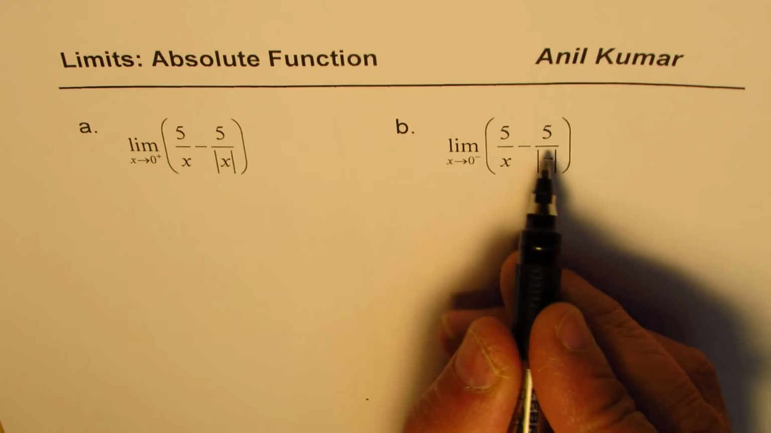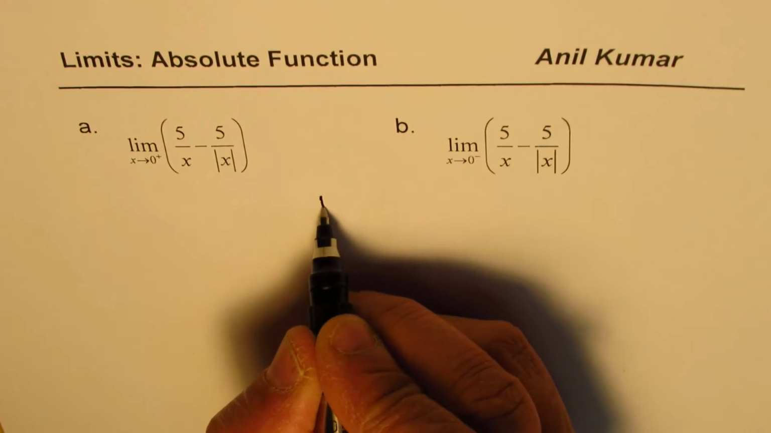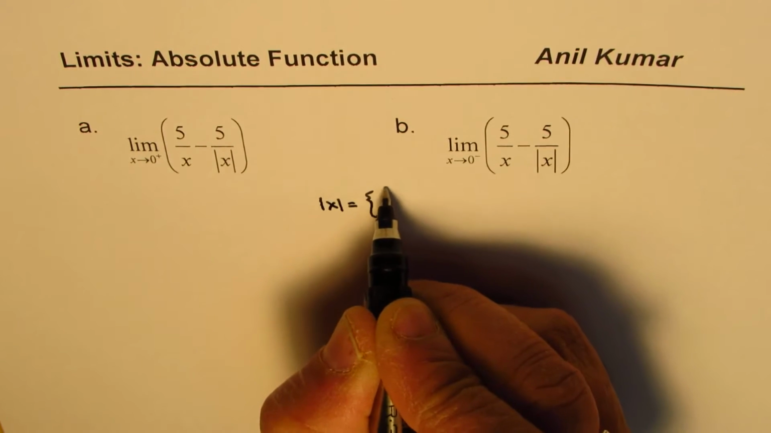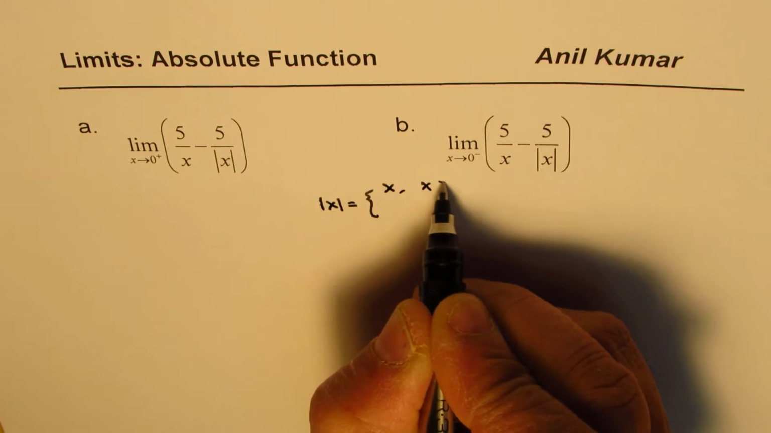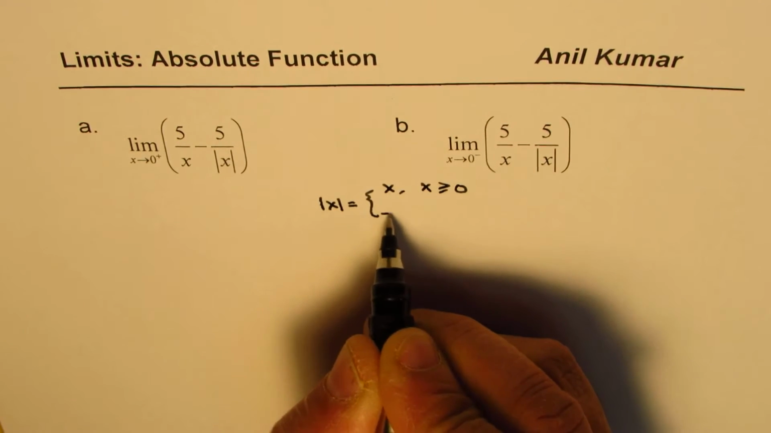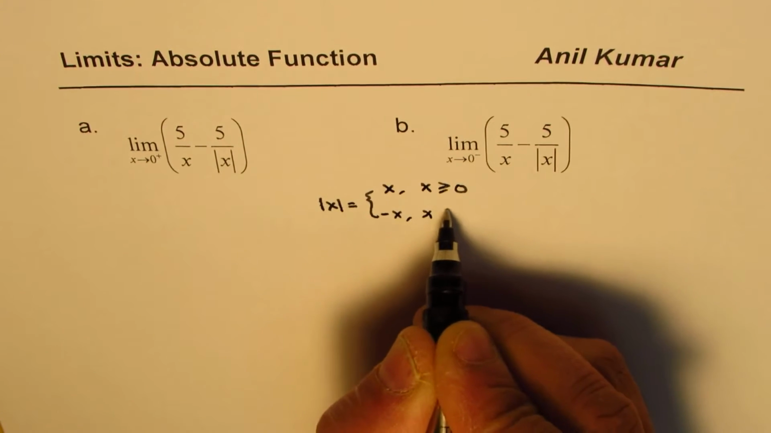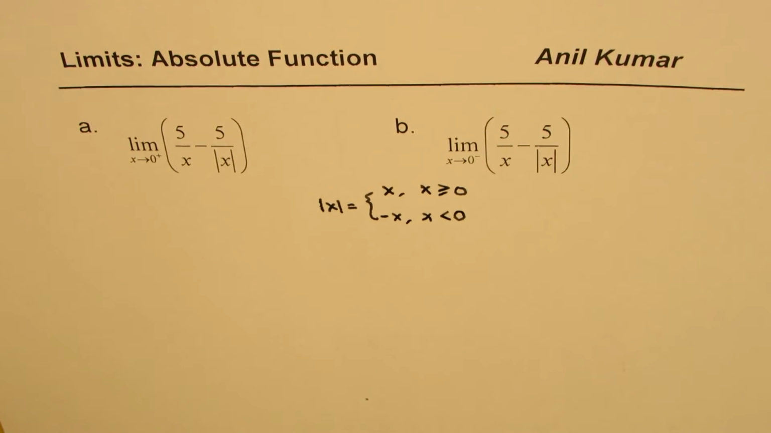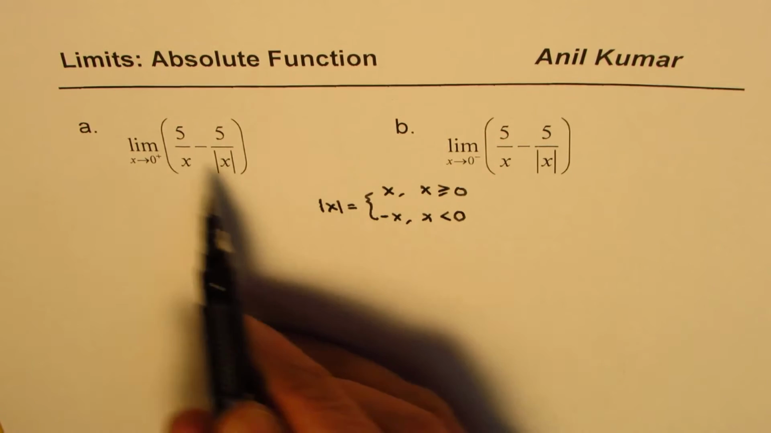Now let us first understand what this absolute function is. Whenever I say absolute x, it basically means that it is equal to x when x is greater than or equal to 0, and it is minus x when x is less than 0, right? So this is a very important property, or rather definition, of absolute x, which we are going to use in solving this particular question.